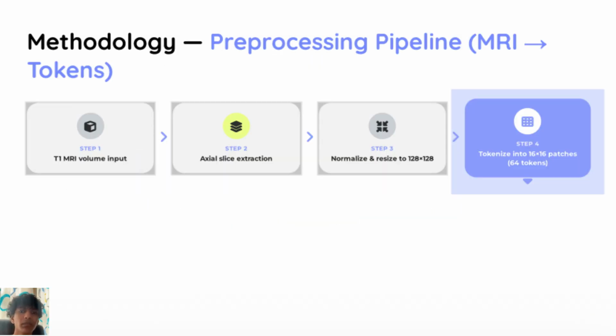patterns. The preprocessing pipeline converted MRI volumes into tokens that the vision transformer could understand. First, the input was a T1 weighted structural MRI volume. Second, axial slices were extracted from the MRI volume. Third, slices were normalized and resized to 128 by 128 pixels. Fourth, each slice was divided into 16 by 16 patches, creating 64 tokens. This preprocessing step was important because deep learning models need consistent input sizes. Normalization also helps reduce differences caused by scanner intensity or image quality. After preprocessing, each MRI slice became a sequence of visual tokens that could be processed by the vision transformer.